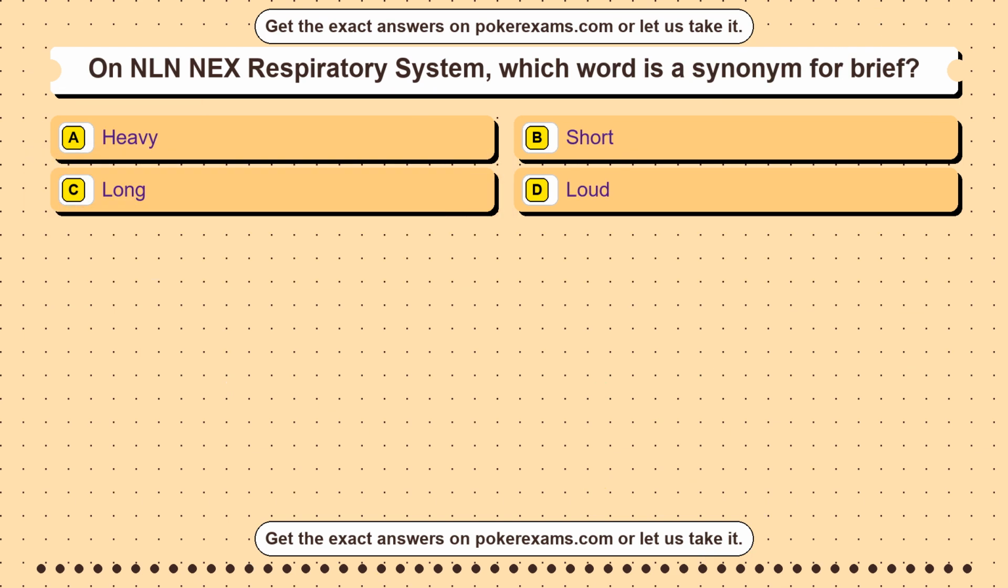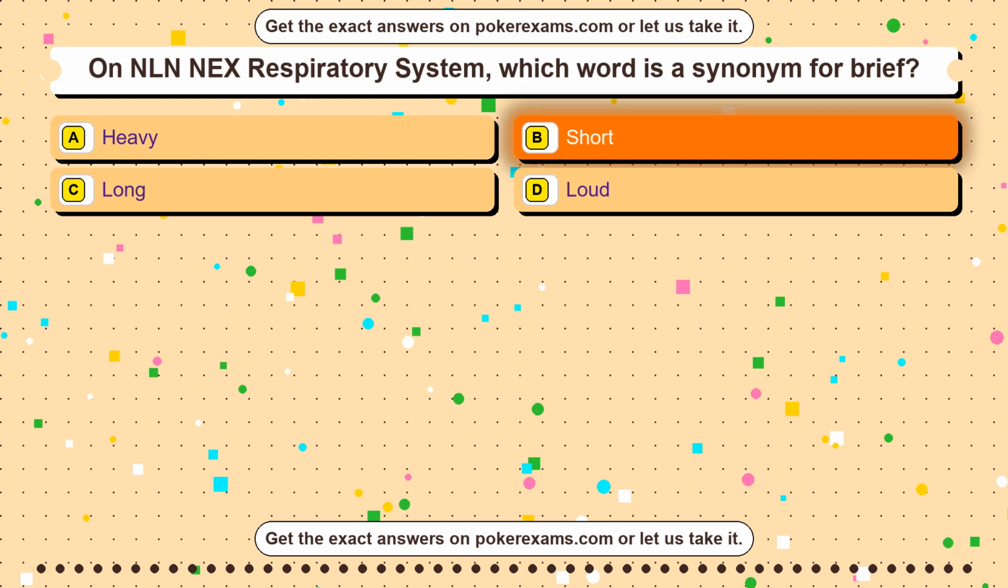Question 44. On GED reading comprehension practice, which phrase identifies author bias? Option A, exact citation. Option B, loaded language. Option C, neutral data. Option D, balanced evidence. The correct answer is option B.